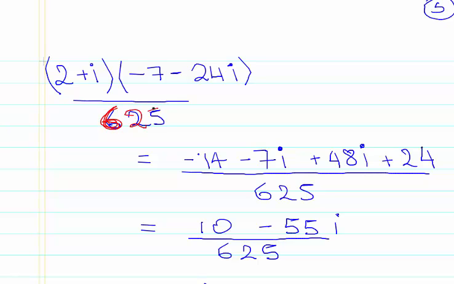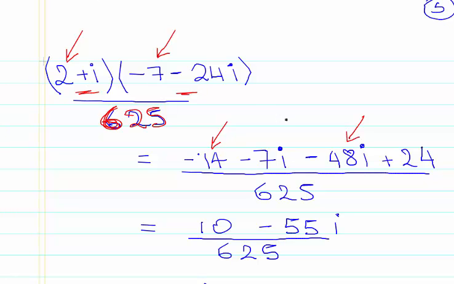The denominator was 625, and what we're going to do is multiply 2 plus i times minus 7 minus 24i. Let's look at 2 first. 2 times minus 7 gives us minus 14. 2 times minus 24 gives us minus 48. That should be a minus there, another typo I didn't spot, so I'll fix that properly. There we go. Perfect.